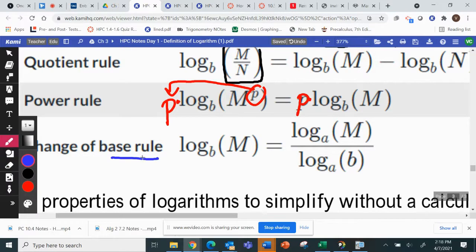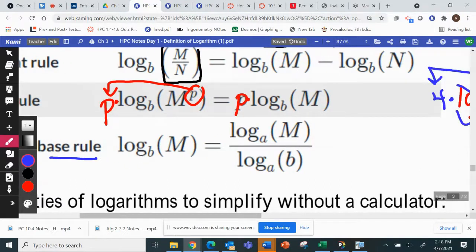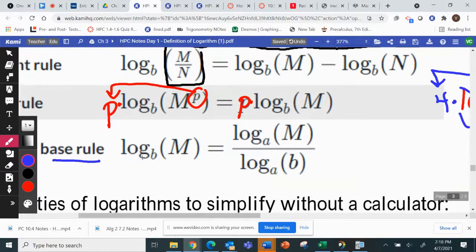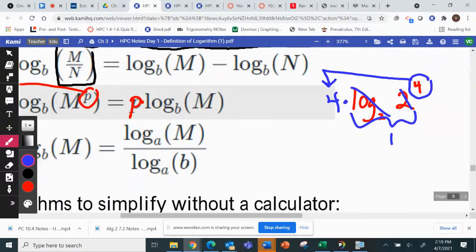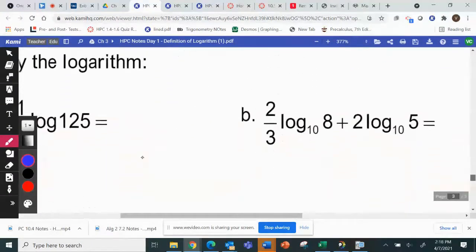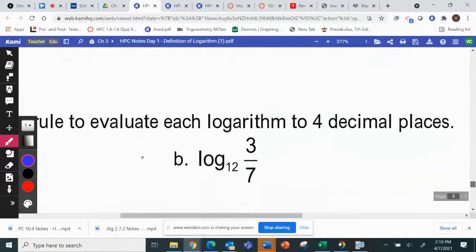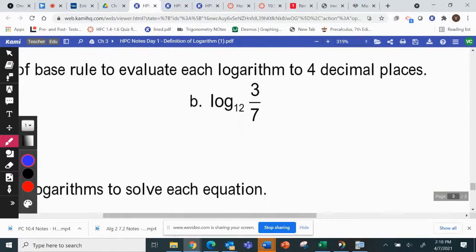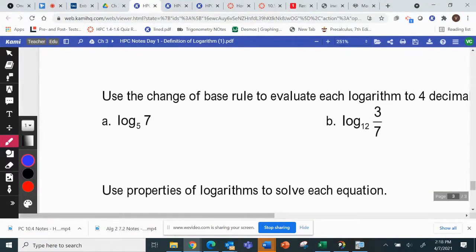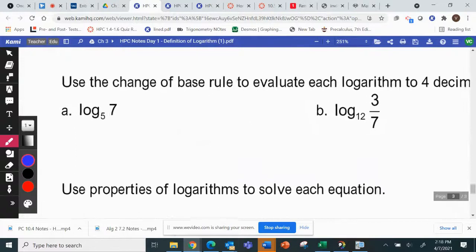Change of base rule says if we have log base b of m, you can take any base you want. They chose A. You can take any base you want and write the log of that base of m divided by the log of that base of b, and it will be equivalent. So if I had something like, actually we have some down here. Let's look at the log bases, this down here. Use the change of base rule to evaluate this.